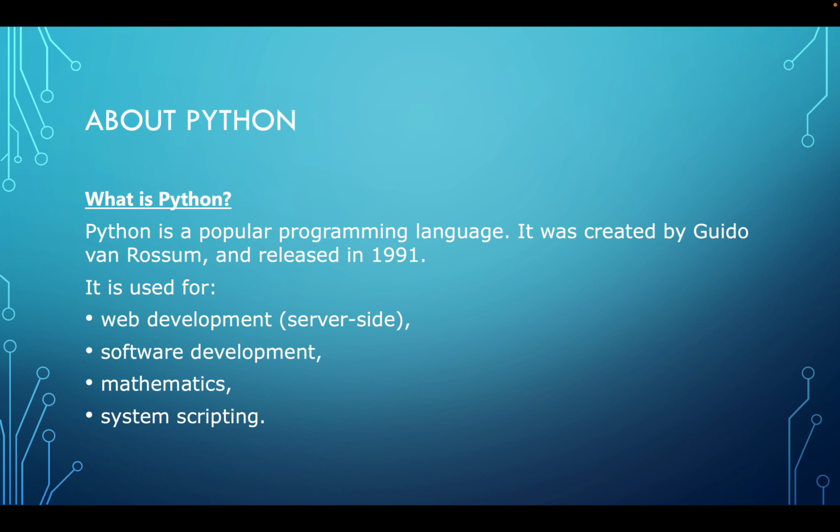Before we start learning about Python, we need to understand and know some details about Python. So, Python is a popular programming language. It was created by Guido van Rossum and released in 1991. It is mainly used for web development, software development, mathematics, system scripting.